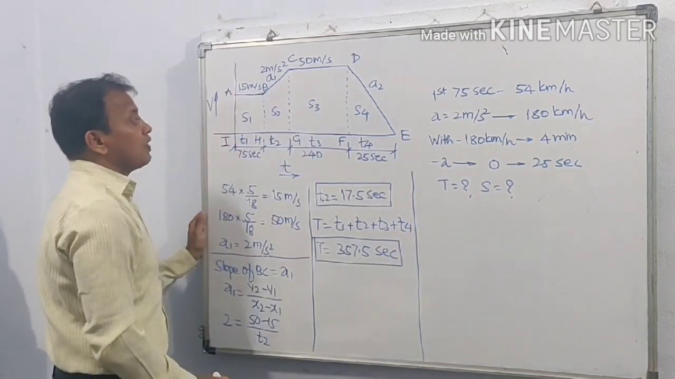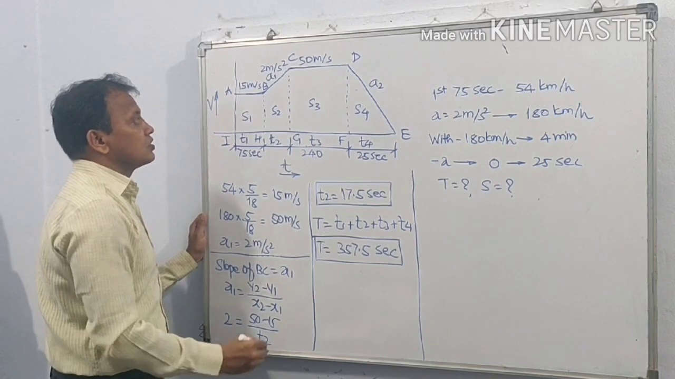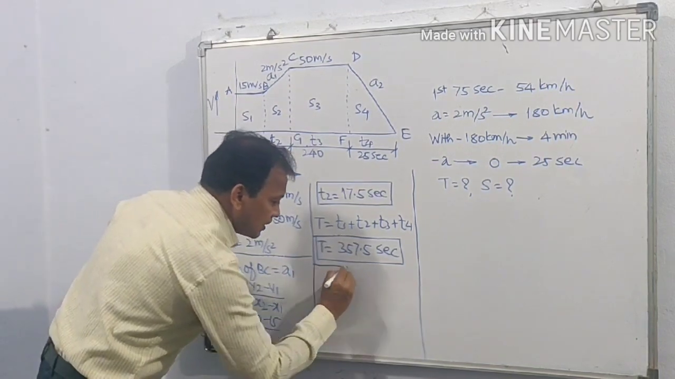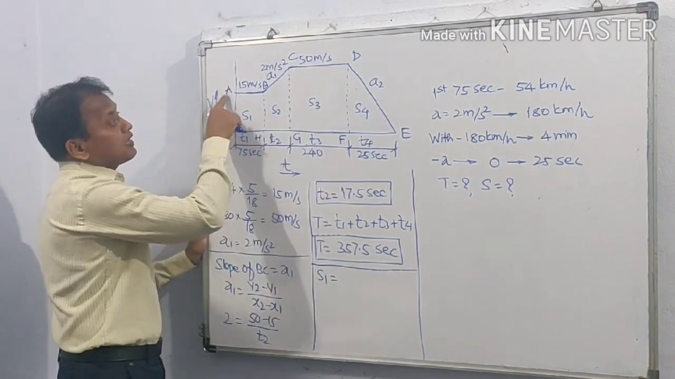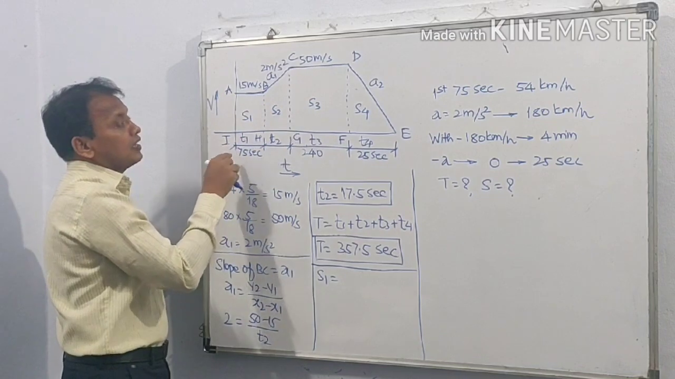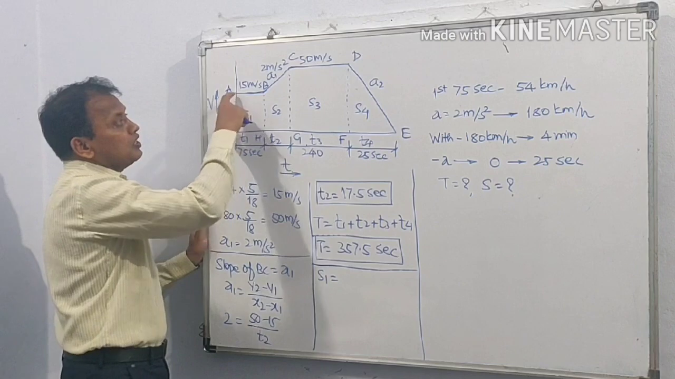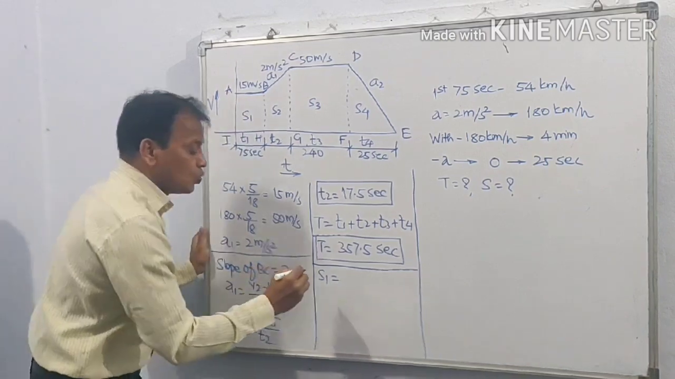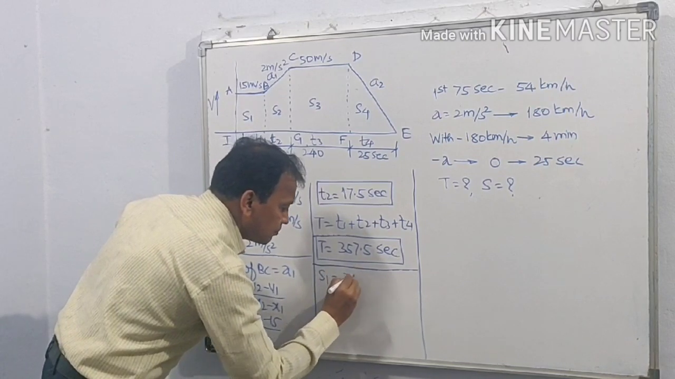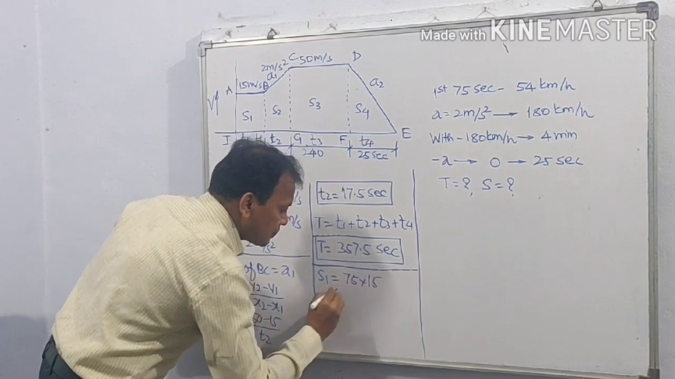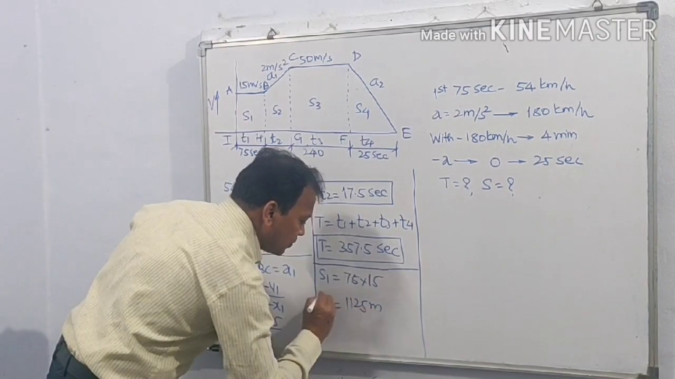We are also asked to find total distance. So to find distance, let us again find S1, which is equal to area of rectangle ABHI, that is T1 into V, that is 75 into 15. So S1 is equal to 75 into 15. So S1 is equal to 1125 meter.